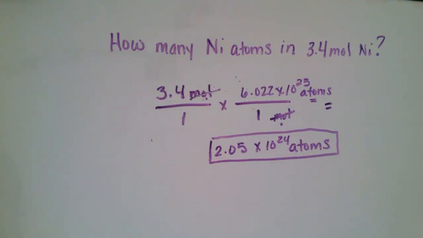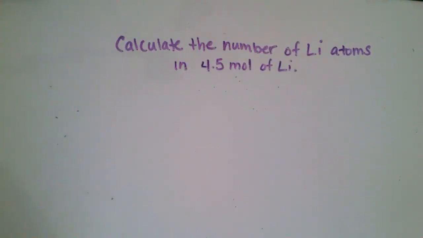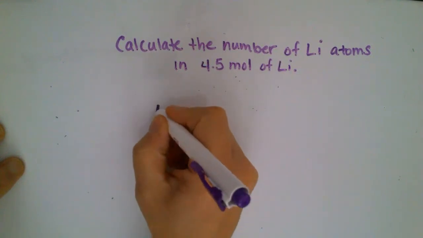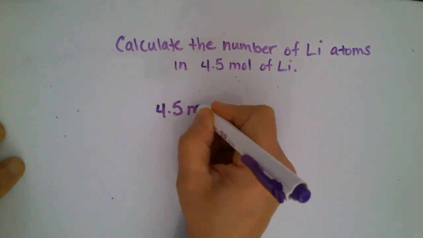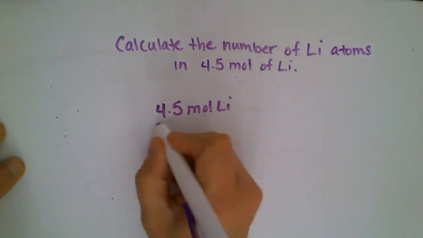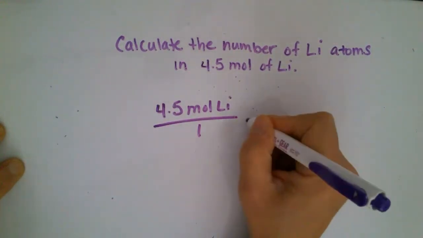So let's try one on your own. For this one, calculate the number of lithium atoms in 4.5 moles of lithium. So pause the video and try and work on this question on your own. So we know that we have 4.5 moles of lithium, okay? That's what we're starting with.